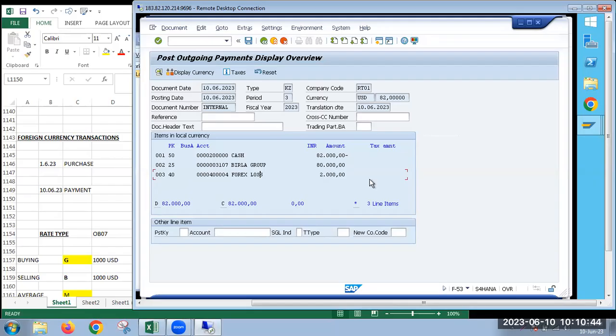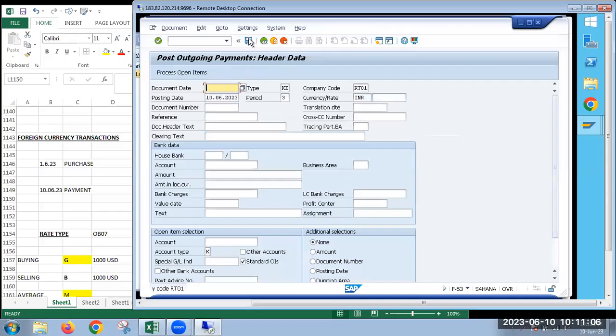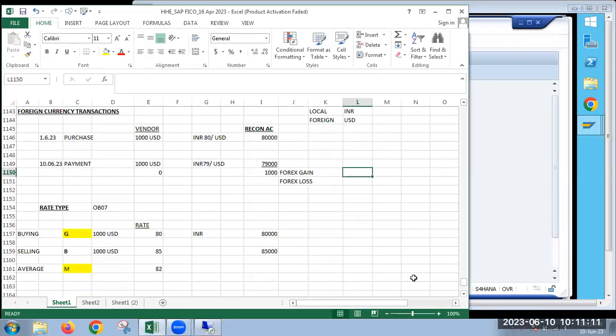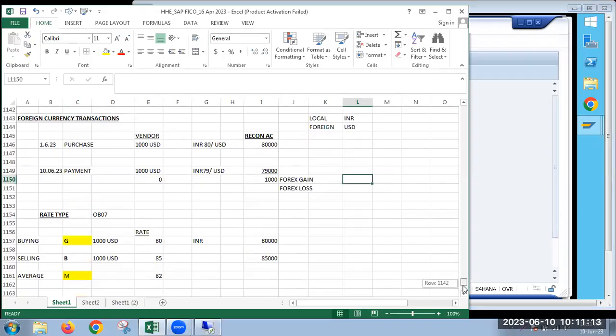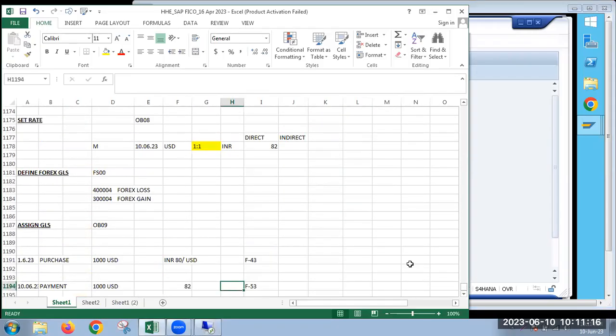So you people have to try with different scenarios, with different dates, with different rates, even with sales and purchase. All these things we have to check. Just come back if you have any doubt or if it gets stuck anywhere. So you can post it. The difference amount has been identified as forex loss. 1,000 rupees. Sorry, 2,000 rupees.